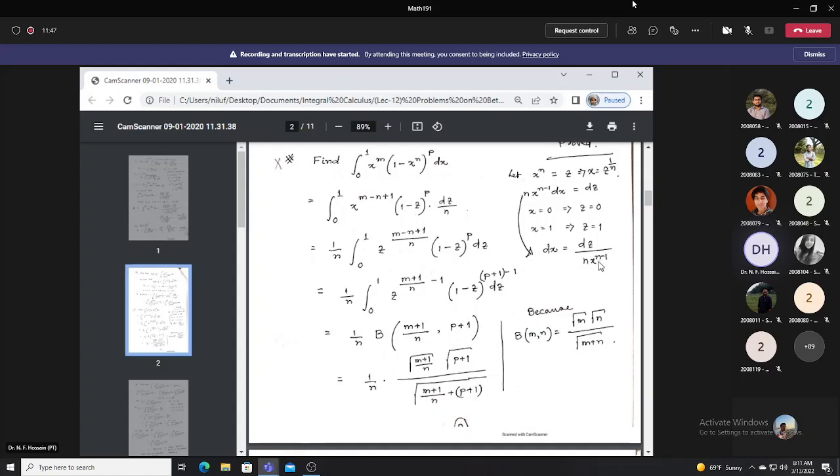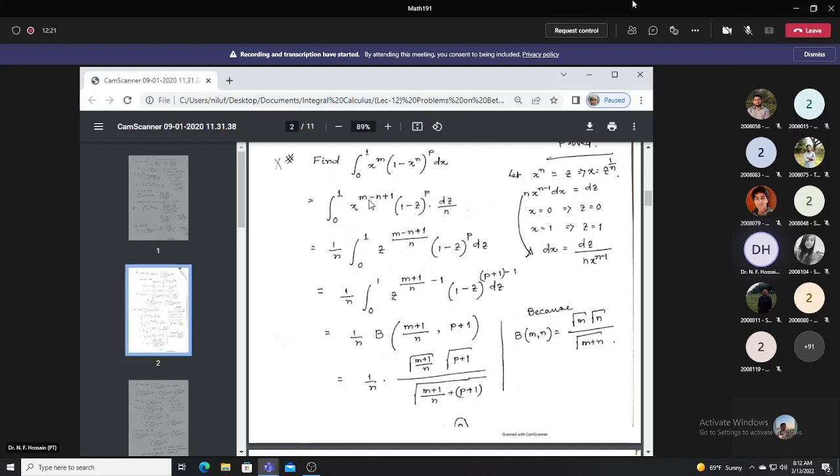Okay, and adjust the limits. When x equals 0, z is 0. When x equals 1, z is 1. So there is no change in the limit. And what is the power of x? Here it was m, and from the value of dx you have got dz by n into x to the power n minus 1. So if you take it to the upper side, it should be minus n plus 1. So this is the power of x, and here (1 minus z) whole to the power p dz divided by n, and this part x to the power n minus 1 is adjusted here.